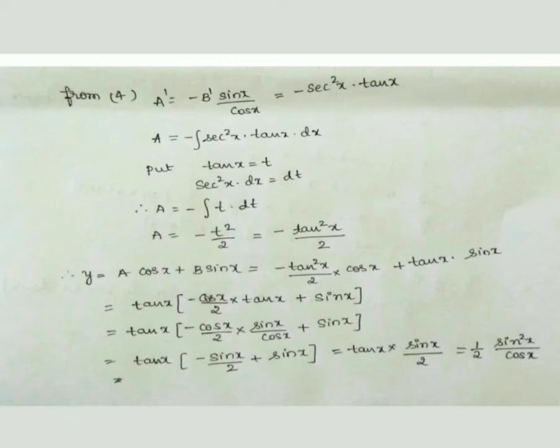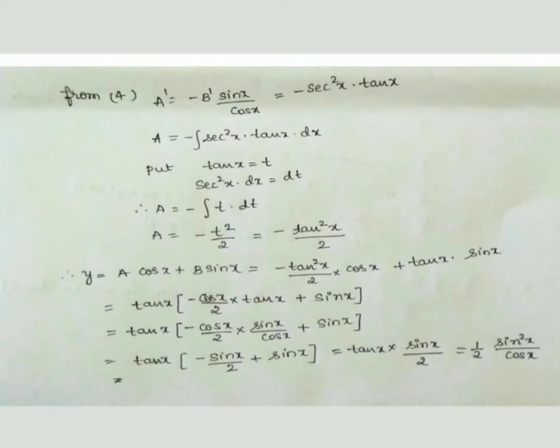Therefore the particular integral can be written as y is equal to a cos x plus b sin x. So substitute a as minus tan square x by 2, that into cos x, plus b we have obtained as tan x, that into sin x. Observe that from these two terms we can take tan x outside. The remaining terms are minus cos x by 2 plus sin x. Tan x can be written as sin x by cos x, so that into tan x into minus, here cos x will get cancelled. We obtain minus sin x by 2 plus sin x.